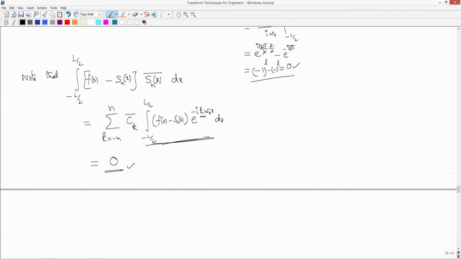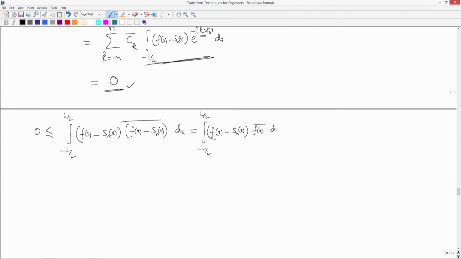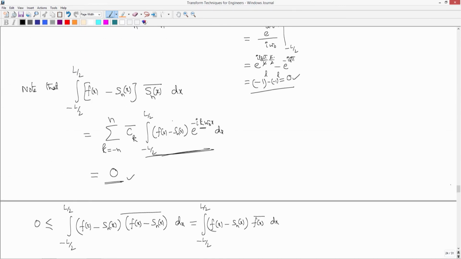So, we first note this one, then we observe that if you simply integrate from minus L by 2 to L by 2 f x minus S n x, and this is a complex quantity, and you have f x bar minus S n x bar, the conjugate of this whole thing, that is actually the absolute value square dx. This is always positive. Okay. And what is this one? This is actually equal to the integral from minus L by 2 to L by 2, and because this with Sn bar is 0, you are left with only f x minus S n x into f x bar dx. This is the same as this, because the other part is shown to be 0 earlier here. Okay.